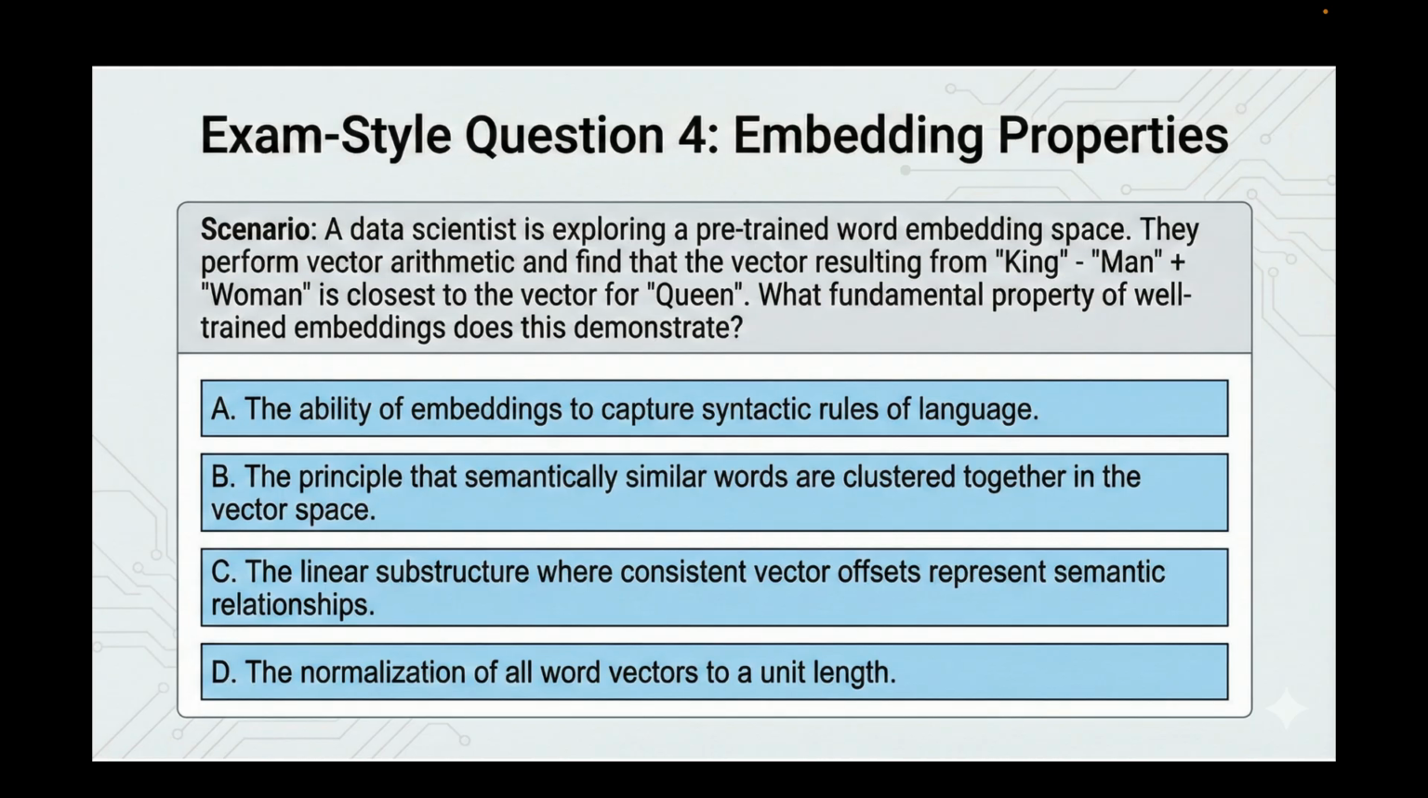Question 4. A data scientist is exploring a pre-trained word embedding space. They perform vector arithmetic to find that the vector resulting from king minus man plus woman is closest to the vector for queen. What fundamental property of well-trained embeddings does this demonstrate?